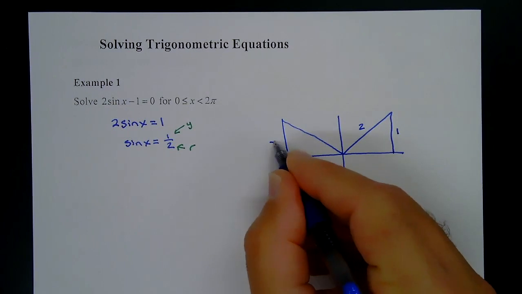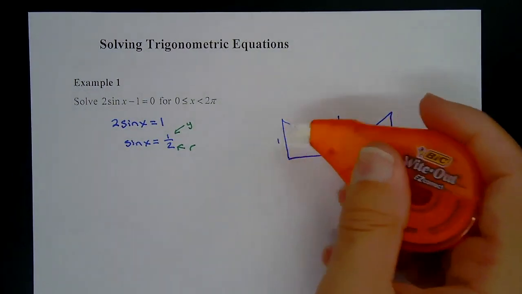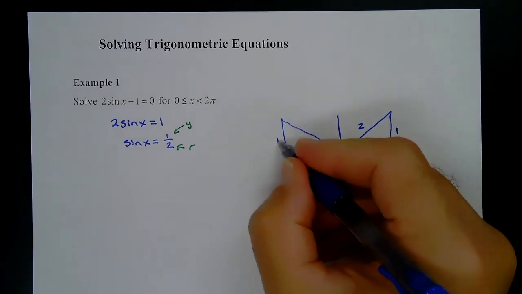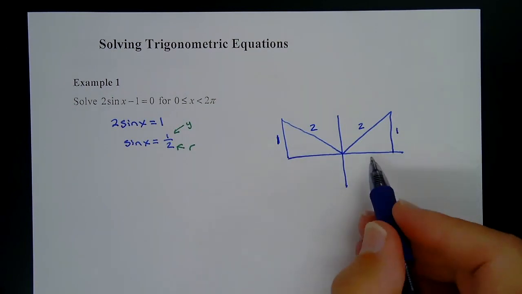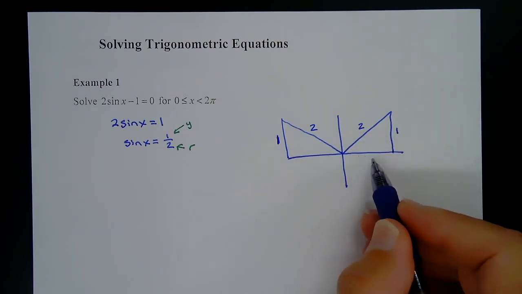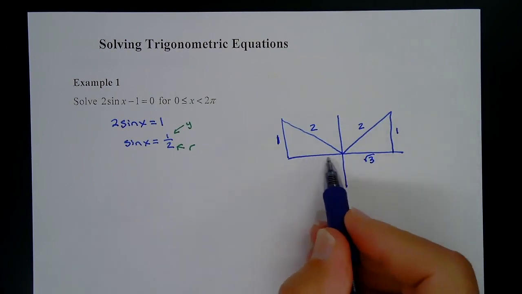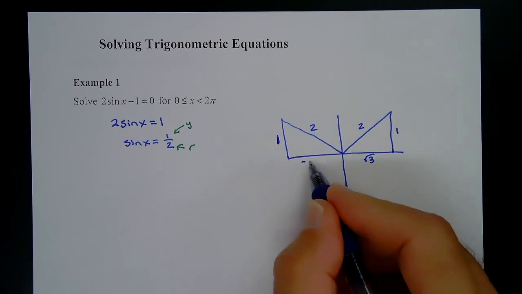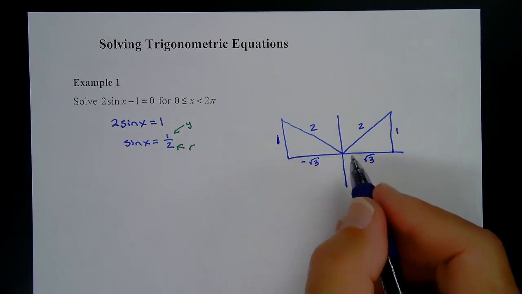So this is my y. Sorry, I should not have put negative 1 here. I said it and then wrote negative 1. So y would be 1 and r would be 2. Now, where these are located, we should recognize that this side right here would have to be the square root of 3, and this one would have to be negative square root of 3. It's square root of 3, but negative because we're going left.